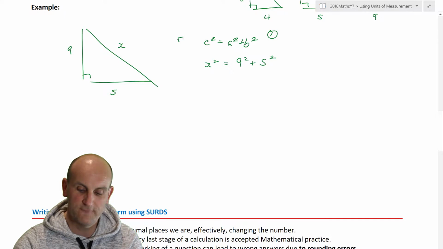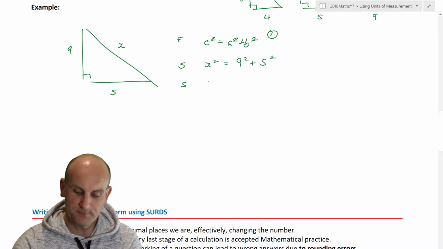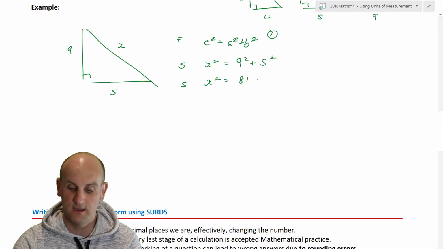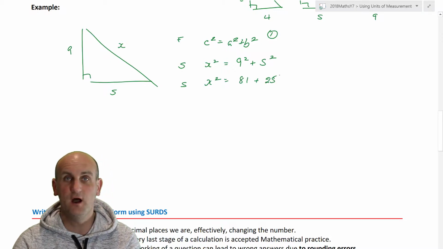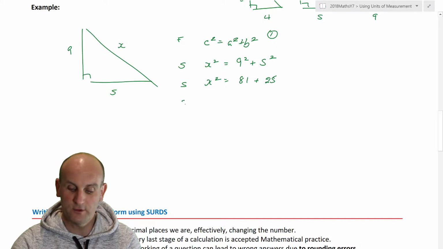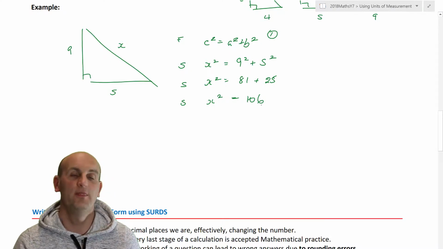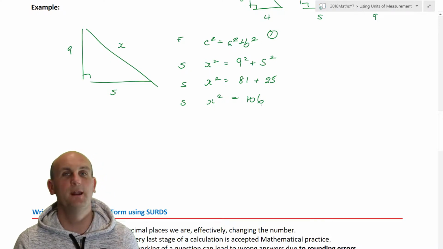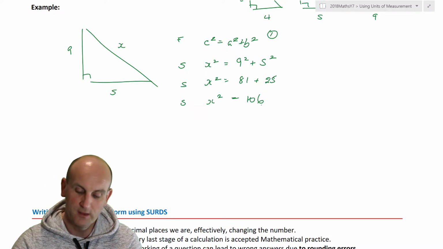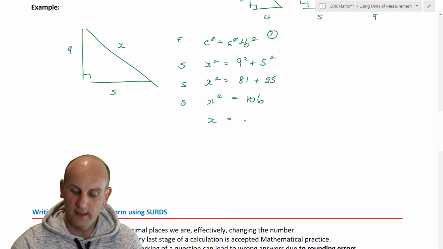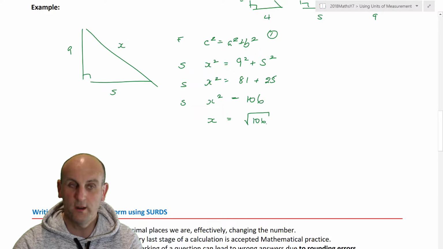Okay, so there was my F. There's one of my S, and then do another S, which is simplify. And I've got x squared is equal to 81, because 9 squared is 9 times 9, plus 5 squared, which is 25. Now that's for simplify, which gives me x squared is equal to 106. Now I'm going to tell you now, there is no square number that gives me 106. So to solve, I'm now going to write that as the square root of 106.